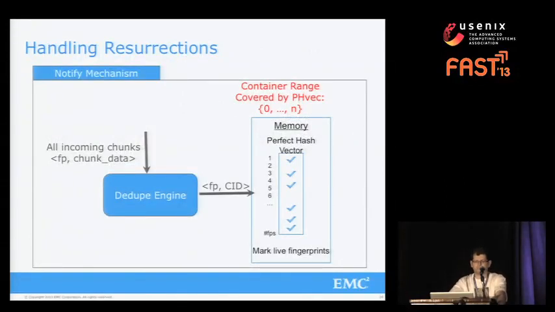Handling resurrections is basically done by having a mechanism with the deduplication engine. All the incoming chunks, fingerprint and chunk data, are deduplicated. And after deduplication, the deduplication engine notifies the sanitization process about each fingerprint and container ID that has been deduplicated. With that, you can check the container ID against the range that your perfect hash data structure is covering. If it falls into that range, you can safely go and flip your bits in the data structure. If you don't have that check and you still go and flip the bits, you may end up with false positives anyway, because a perfect hash function, as I said, is a static data structure for the key space it was built for. So you have to have a way to avoid that.